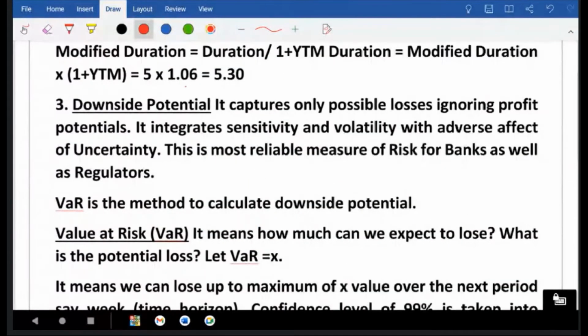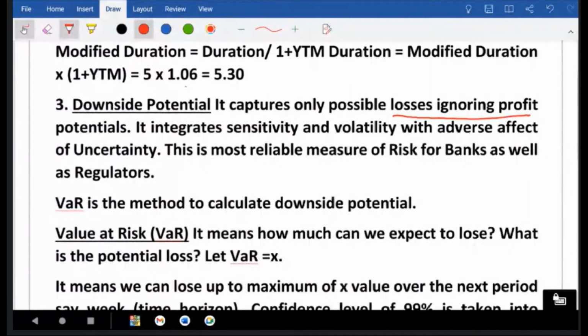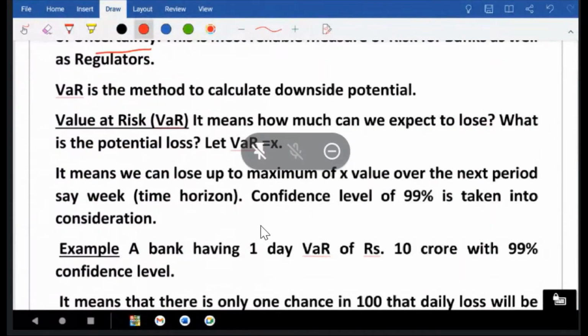Now see what is downside potential. Downside potential only captures the losses, ignoring profit. We have reiterated many times, it integrates sensitivity with volatility with observed effect of uncertainty. This is the most reliable measure of risk. Now the question is how to calculate the downside potential. It is calculated by the method called value at risk, VAR. It means how much can we expect to lose in future? What is the potential loss?